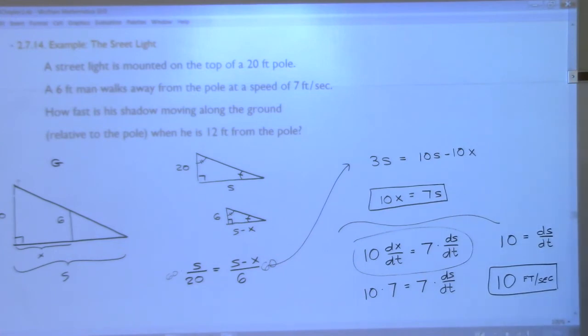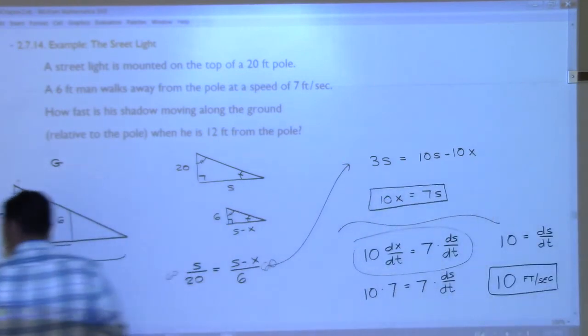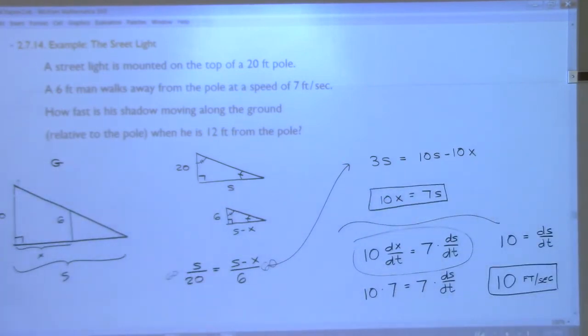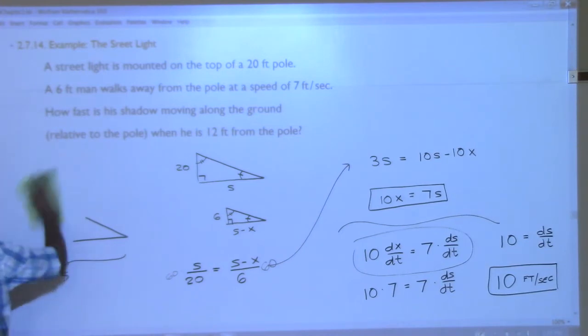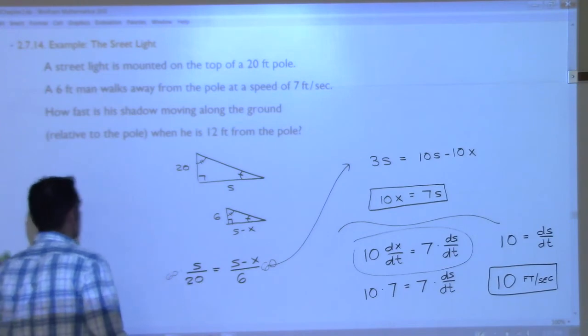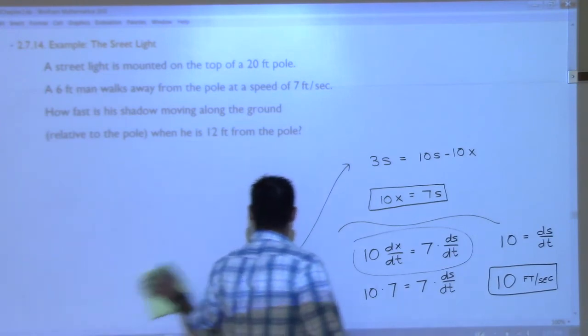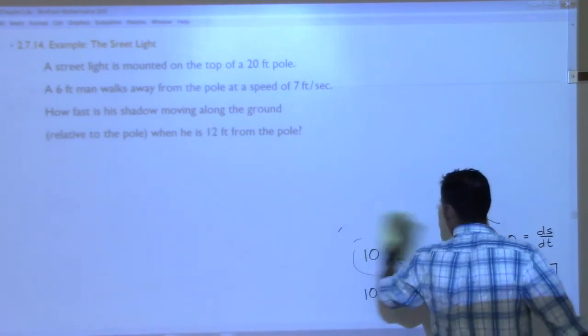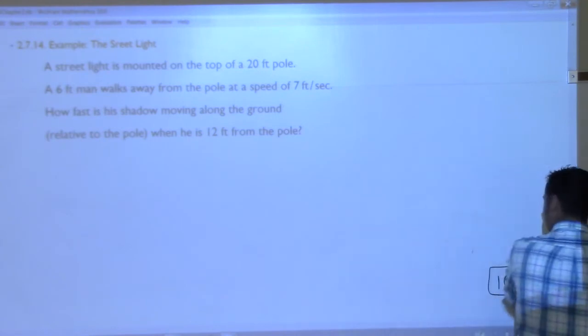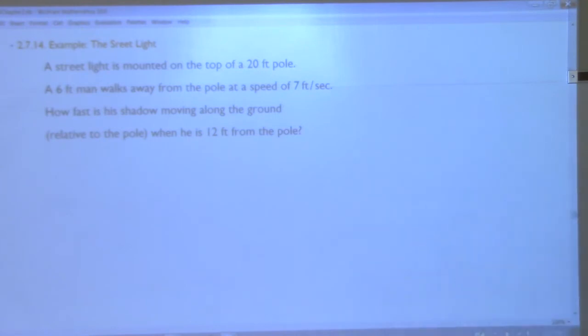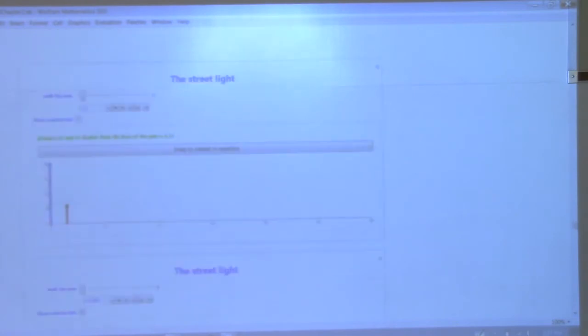We're done. That was kind of strange, huh? So we needed to know similar triangles to do that problem. This is an animation of it.